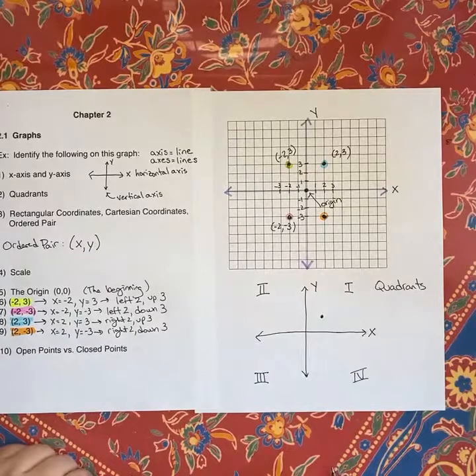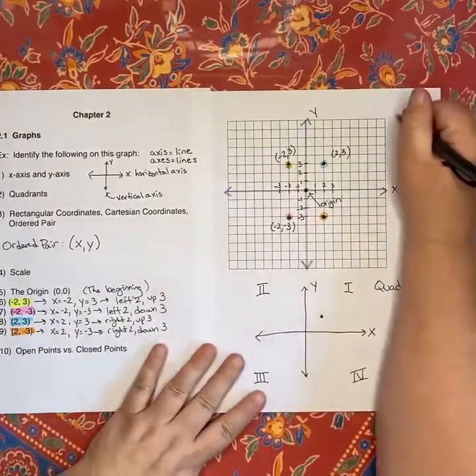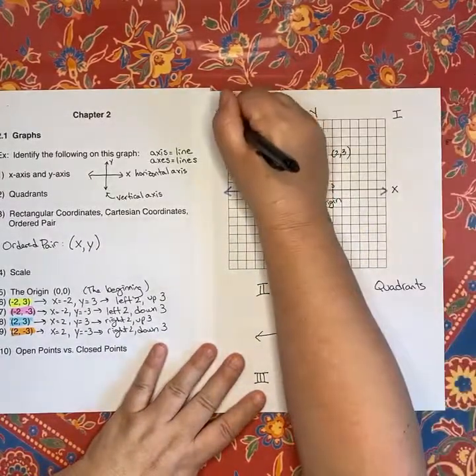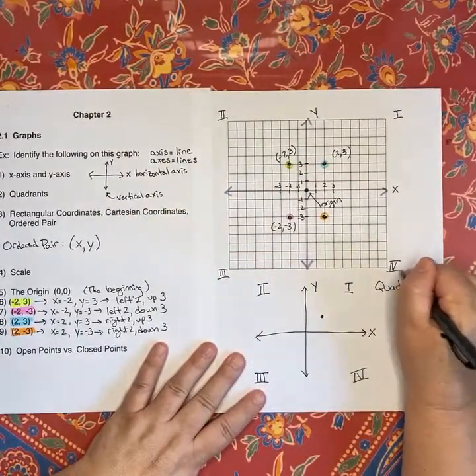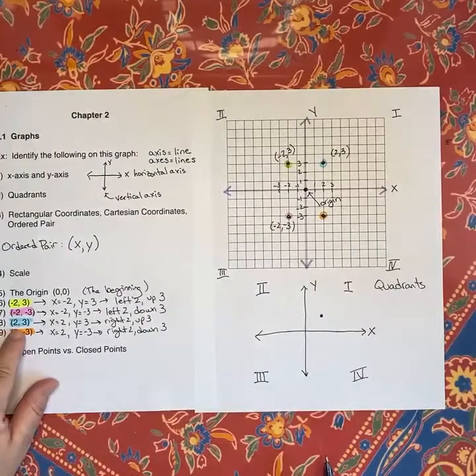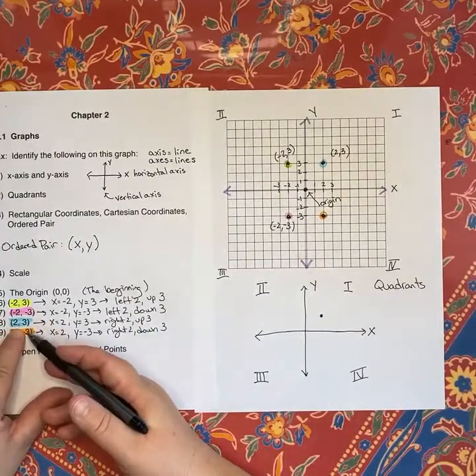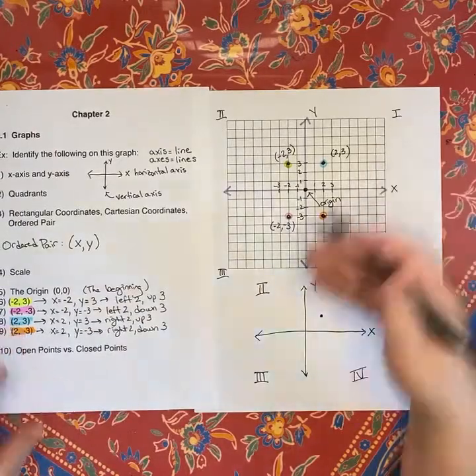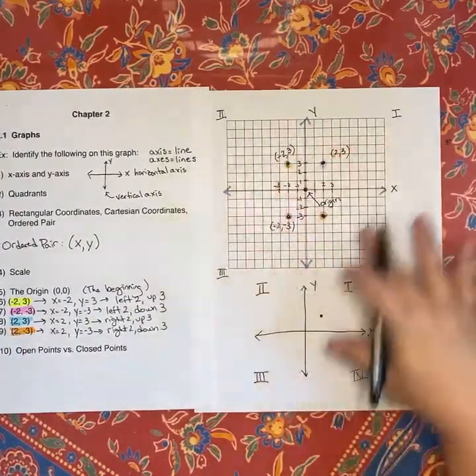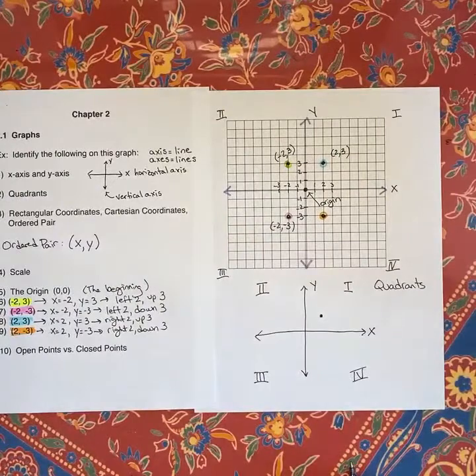We could identify each of these. This is the first quadrant, the second quadrant, the third quadrant, and the fourth quadrant. So I could say, for example, if I said number 8, the blue one, what quadrant are we in? And you would look, you go, oh, first quadrant. Woohoo. So that's how we use the quadrants to kind of get an idea of where things are.